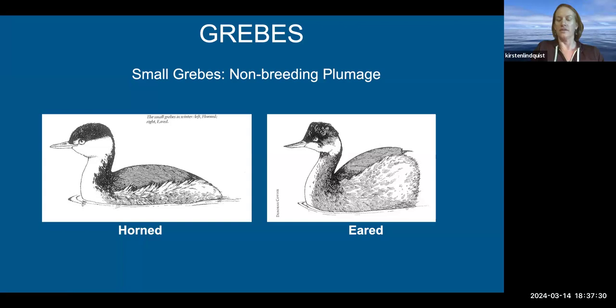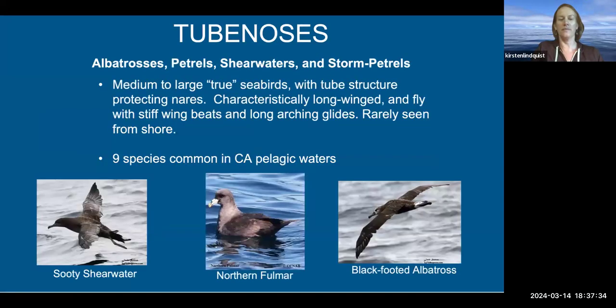Okay. So we're going to keep plotting through. Tube noses, this is my favorite family. It would be hard pressed to say favorite species, but favorite family. The tube noses, these are the real world travelers of our seabirds. They have a full range of sizes, from some of the tiniest seabirds to the largest seabirds.